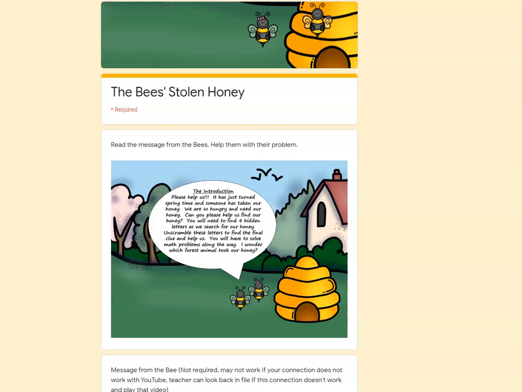So this introduction says, "Please help us. It has just turned springtime and someone has taken our honey. We are so hungry and need our honey. Can you please help us find our honey? You will need to find 4 hidden letters as we search for our honey. Unscramble these letters to find the final clue and help us. You will have to solve math problems along the way. I wonder which forest animal took our honey."